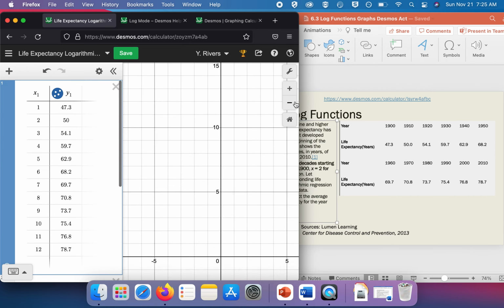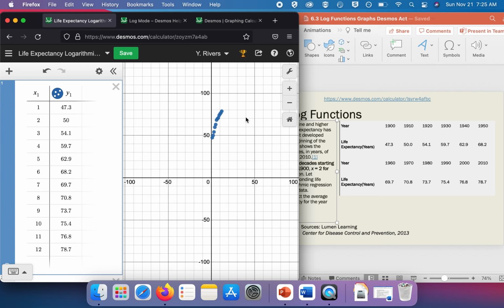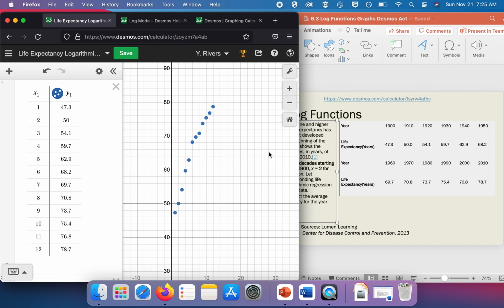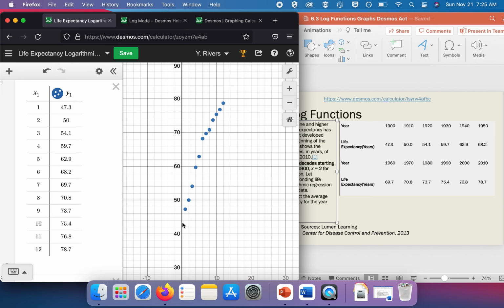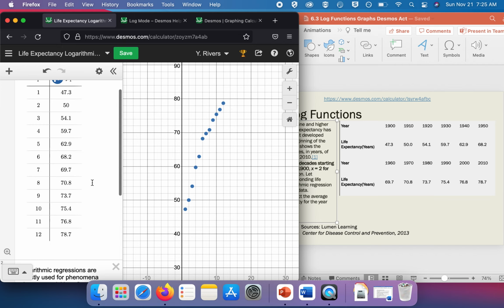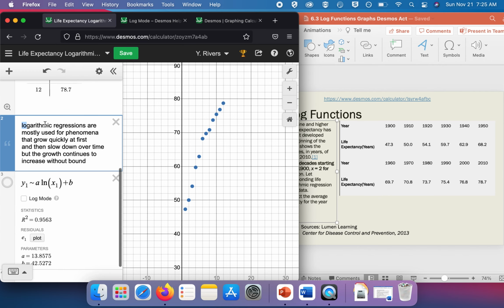If we zoom out, we should be able to see a beautiful little scatter plot of our data points. Now, this could look like it might fit a line here to predict our data, but now that we have some more models under our belt, you can see that actually a logarithm might be better here. Logarithmic regressions are mostly used for phenomena that grow quickly at first and then slow down over time, but the growth continues to increase without bound. Now, of course, humans cannot live forever, so this part doesn't make complete sense, but you will see that the log model will fit nicely.